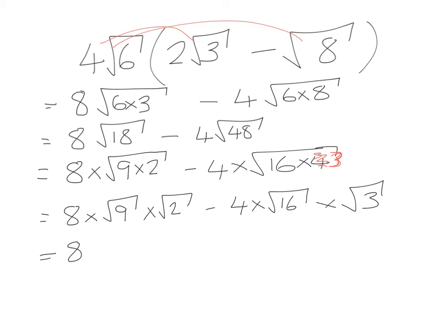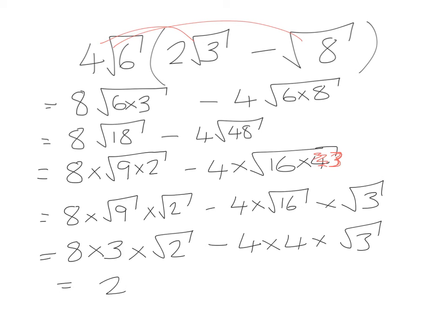8 square root of 9 is 3 times root 2. And then I'm taking away 4. Square root of 16 is 4 times root 3. Which will leave me with 24 root 2, take away 16 root 3.